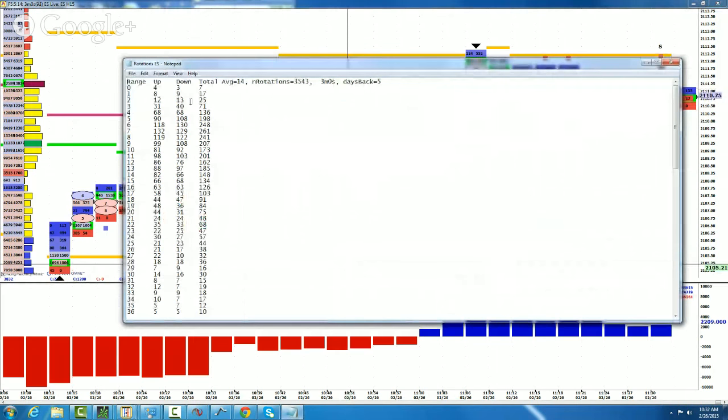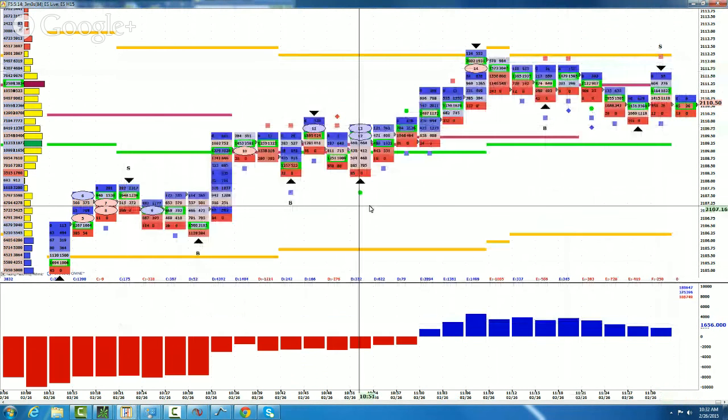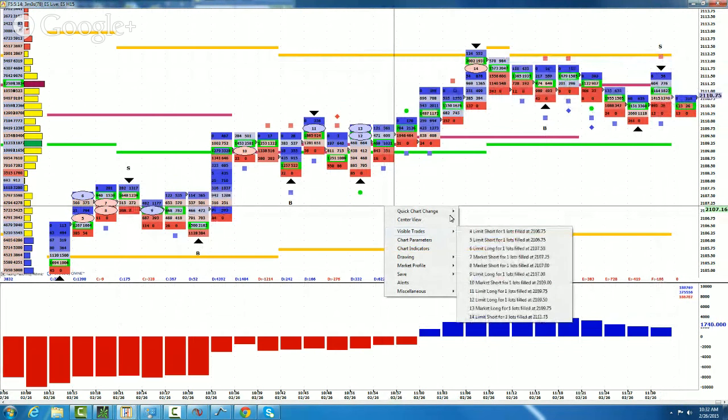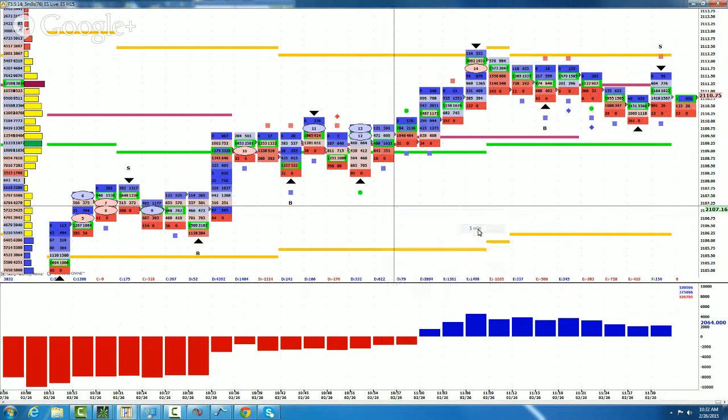So on a 30-minute basis, you got 14 ticks. So if I want to get the 5-minute, I just take this chart, I go over here, I go to market, I go to chart parameters or quick change, go to a 5-minute.